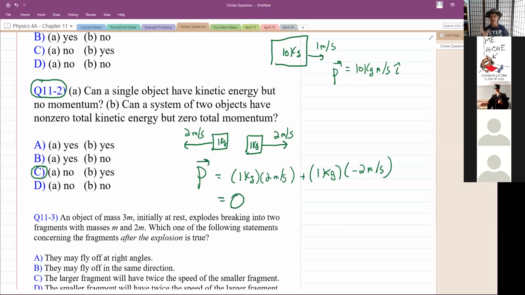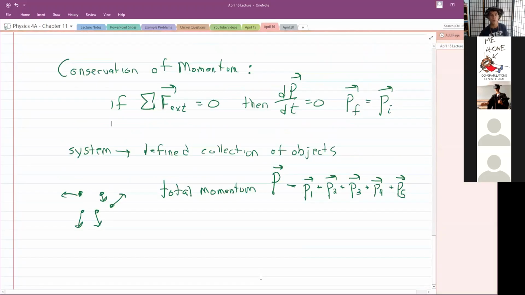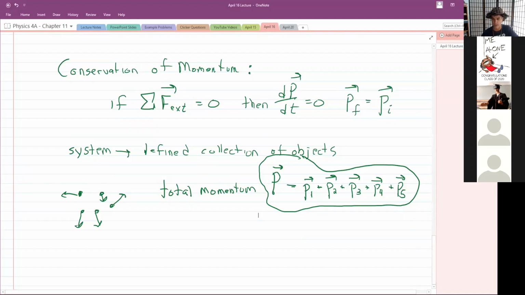Kinetic energy can never, ever, ever be negative. So if I have objects that are moving, there's no way the kinetic energies could ever cancel out. They're always positive. So, system. If I want to look at the total momentum of the system, all I'm doing is adding up the momentum of all the objects in the system. So if my system has 5 objects, my total momentum is just the momentum of all 5 objects added together.